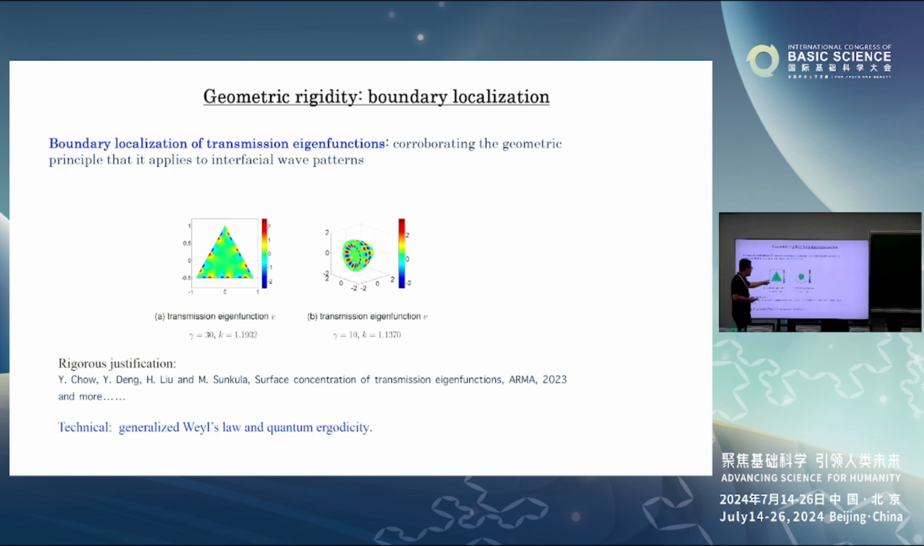Indeed, in addition to this curvature effect, we can also show that these transmission eigenfunctions are indeed an interfacial wave pattern. They are localized along this boundary. Okay, so this corroborates the geometric principle that it applies to this interfacial wave pattern. So we also very rigorously verified that when invisibility occurs, the wave must propagate along this boundary. Okay. We can also do this with techniques based on this generalized Weyl's law and this quantum ergodicity.